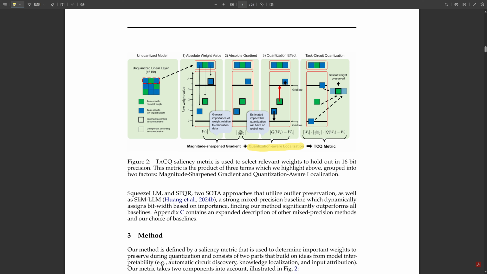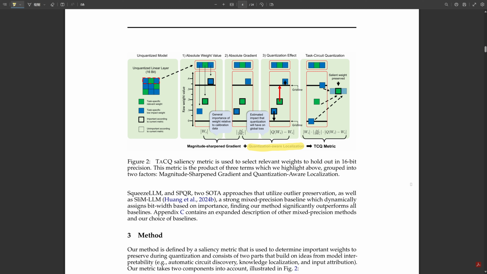And calculating this requires running the model on some data, a calibration data set. Yes, it needs a small data set to calculate these gradients and quantization effects. And interestingly, the research shows you can use a general data set, or you can use data specific to the task you ultimately want the model to do well on. Exactly. And using task-specific data helps TaCQ zero in even better on the actual circuits needed for that task, leading to the best results. Right, that makes intuitive sense. Okay, so that's the theory. Identify critical quantization-sensitive weights using this combined QAL and MSG metric, protect them, and quantize the rest.